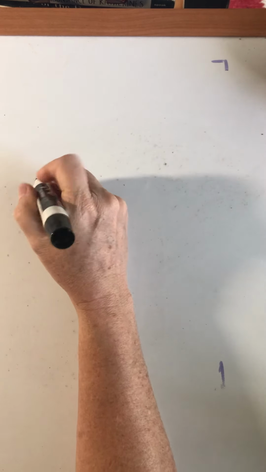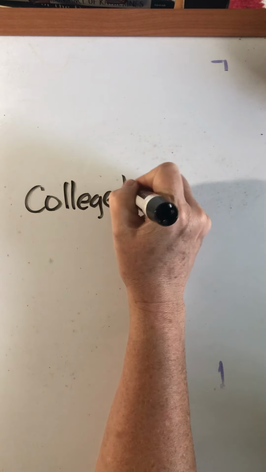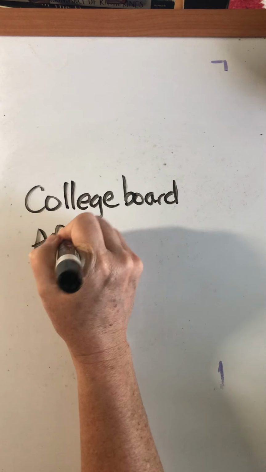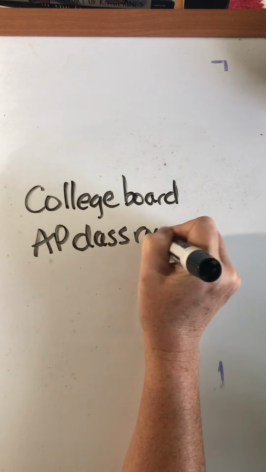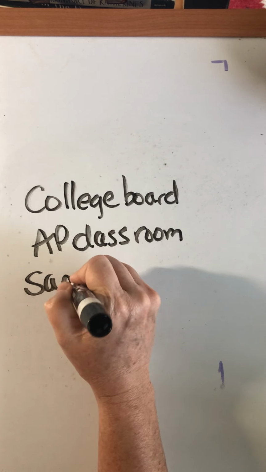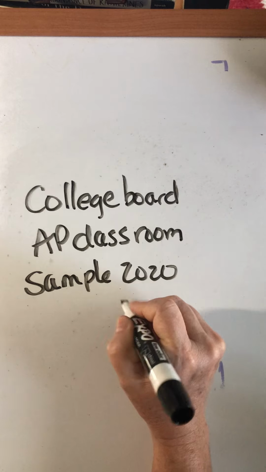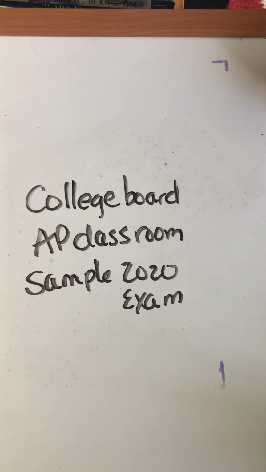Please go to College Board. Go to AP Classroom and look at the sample 2020 exam. All right, so they're asking you to describe the cause of the substitution, explain the substitution, identify the dependent variable, identify the control, justify why they did this, describe what would happen if this happened. So you need to look at the way they're asking things.